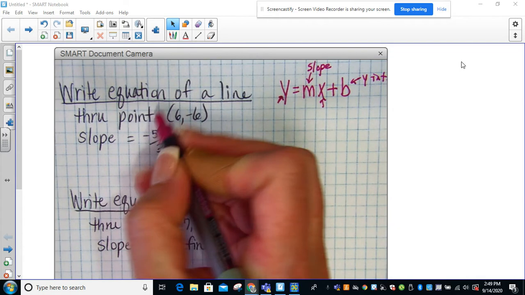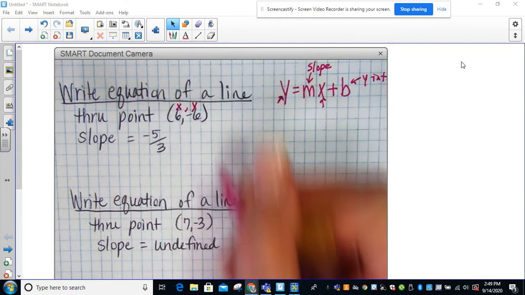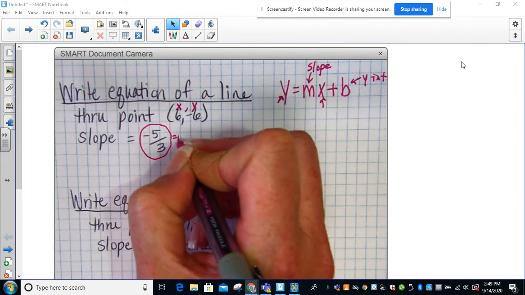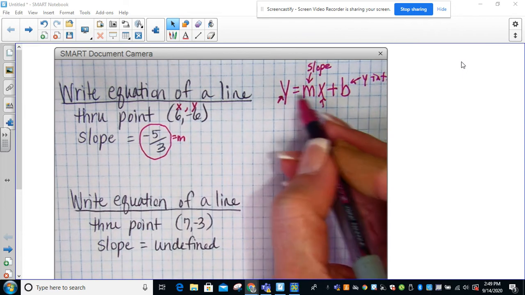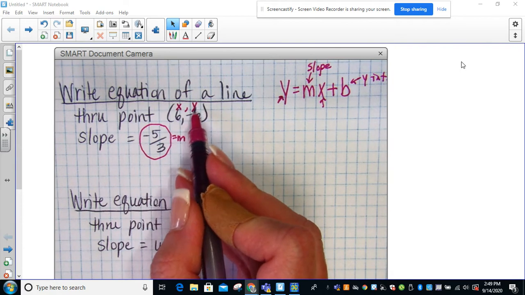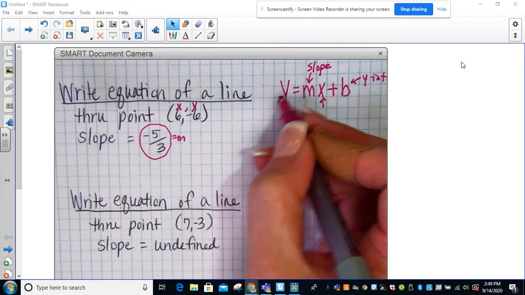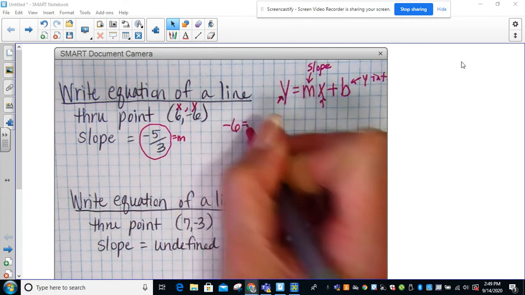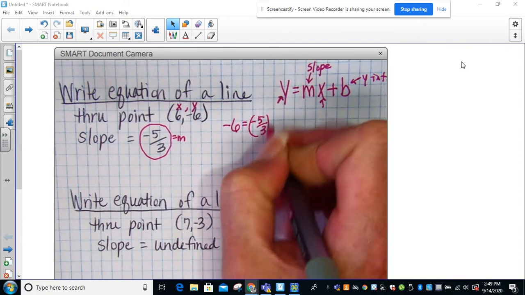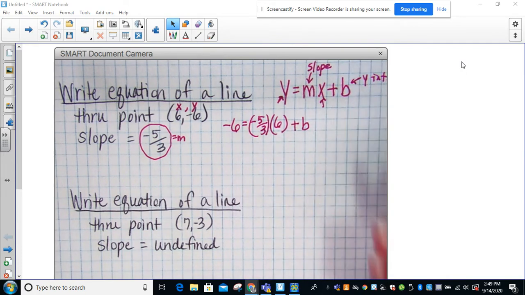So, this is giving us a point, (6, -6). This is your x, this is your y. This is your slope. Slope is the m. So we're going to walk through this equation and replace the x with 6, the y with -6, and the slope with -5/3. So y is -6 equals m, m is -5/3 times x, x is 6, and then plus b.